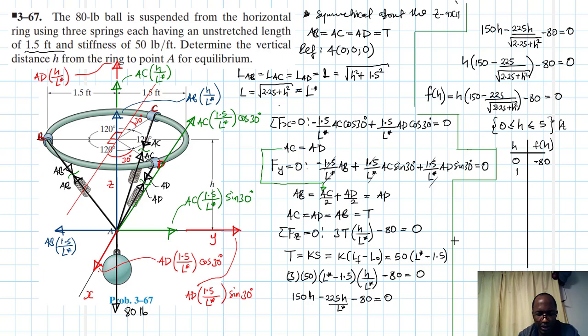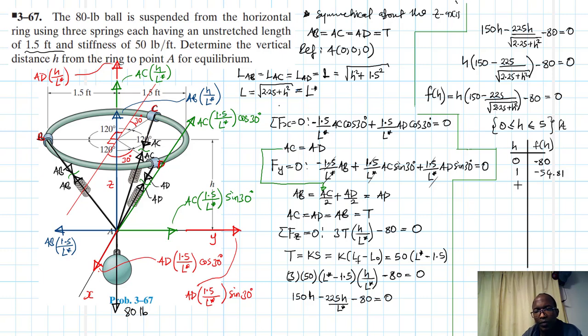If we have a 1, then we'll have 150. We'll have 2.25 plus 1 squared, which is just 1, root of that. Okay, 225 divided by that, plus 150, and then minus 80. So we still have a minus 54.81. So 2.25 plus 1, square root of that, 225 divided by answer, and plus 150 and minus 80.